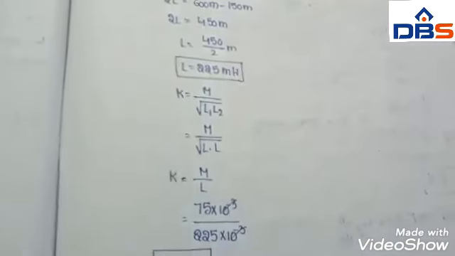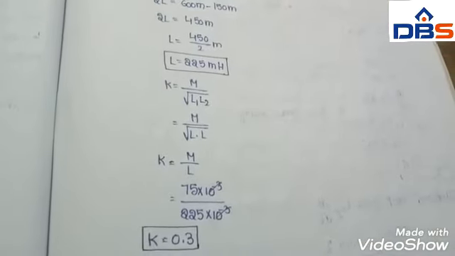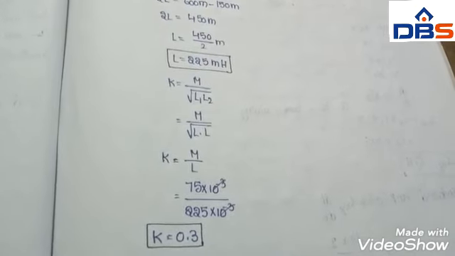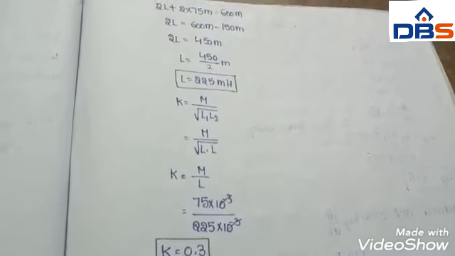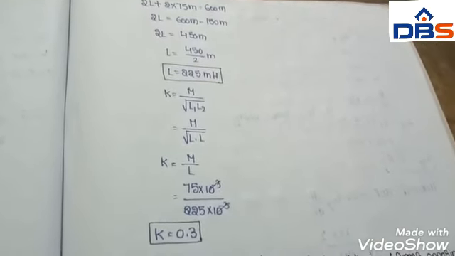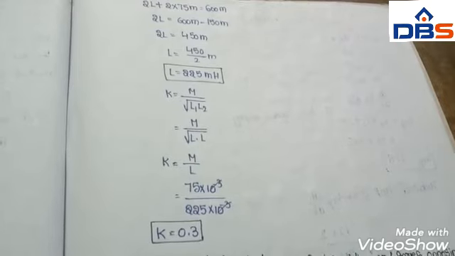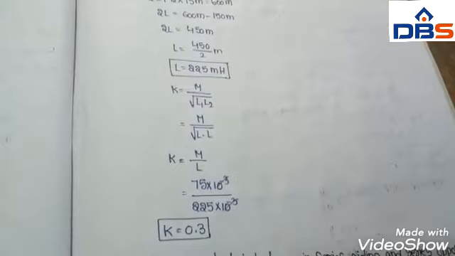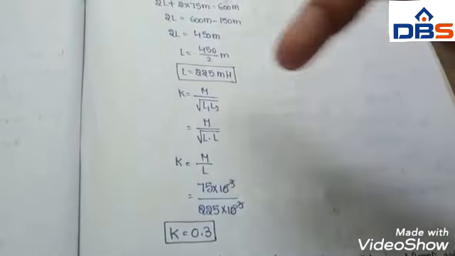Now go for the coefficient of coupling, that is K = M/√(L1 L2). K = M/√(L × L), that is L squared, root and L squared will be cancelled. K = M/L = 75 × 10^-3 / 225 × 10^-3. We get K = 0.3. Like that, we have to calculate the mutual inductance, self inductance, and also coefficient of coupling.